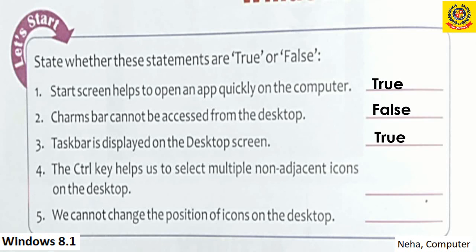Fourth, the control key helps us to select multiple non-adjacent icons on the desktop. Non-adjacent icons means the icons which are far away from each other. So we can press the control key and select them. So it is also true. Fifth, we cannot change the position of icons on the desktop. We can change it. So this is false.